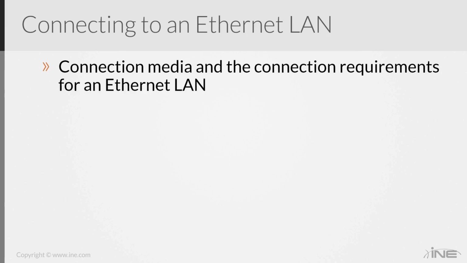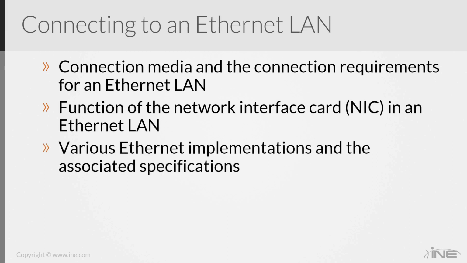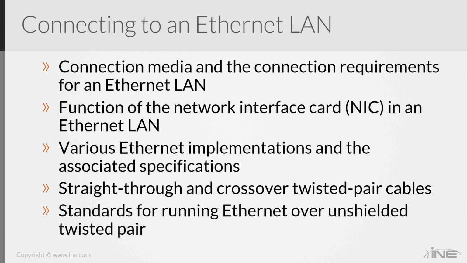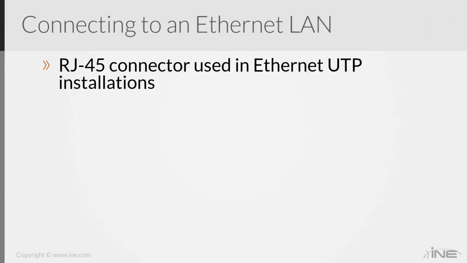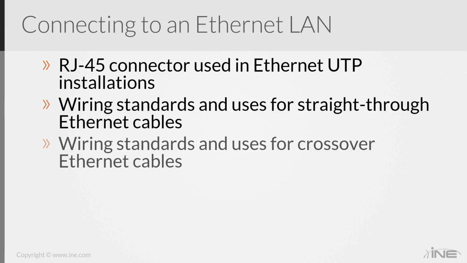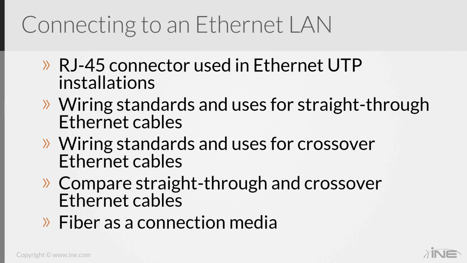Connection media and the connection requirements for an Ethernet LAN, functions of the network interface card in an Ethernet LAN, various Ethernet implementations and the associated specifications, straight through and crossover twisted pair cables, standards of running Ethernet over unshielded twisted pair. We'll also take a look at RJ45 used in Ethernet UTP installations, wiring standards and uses for straight through Ethernet cables, wiring standards and uses for crossover Ethernet cables, compare straight through and crossover Ethernet cables, and fiber as a connection media.